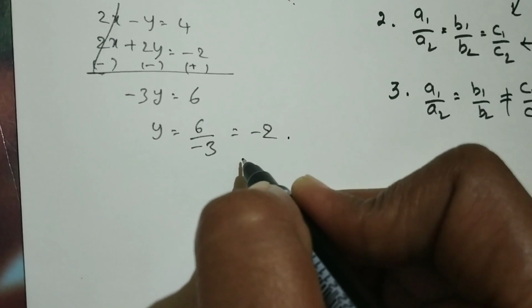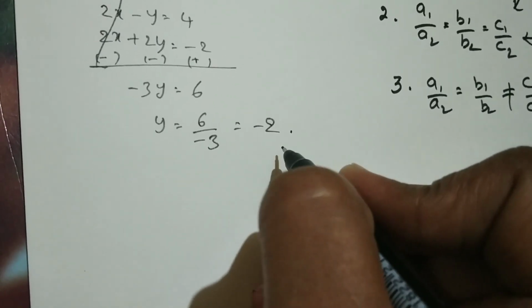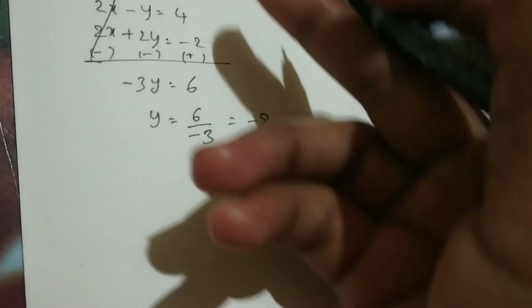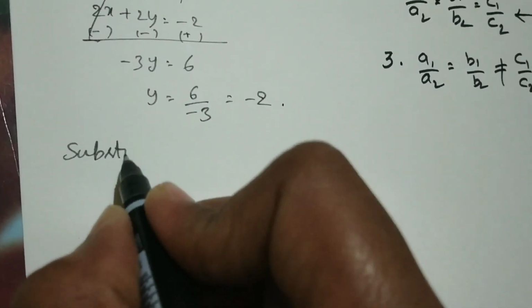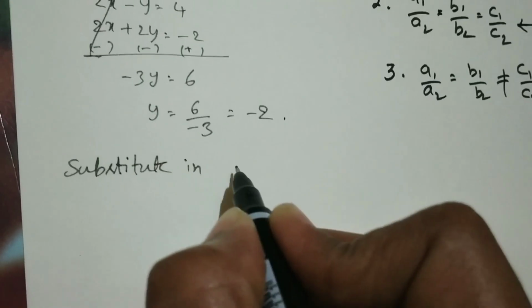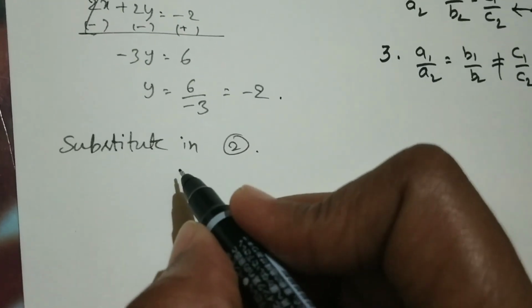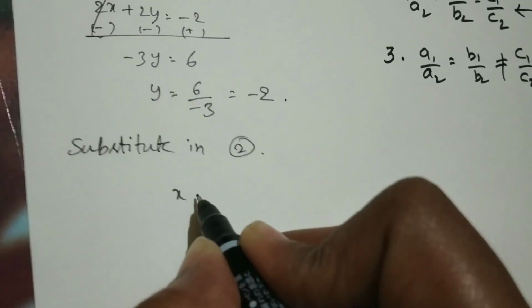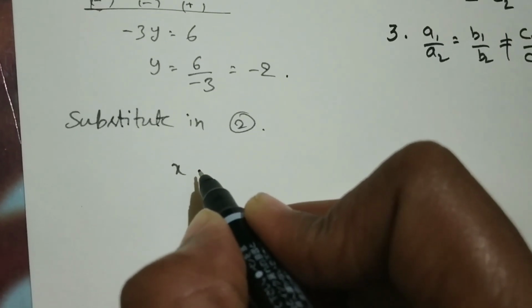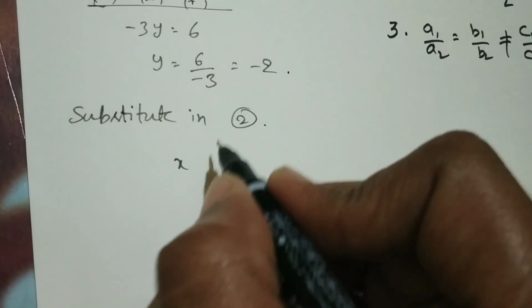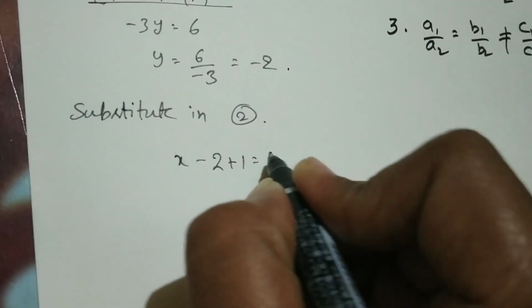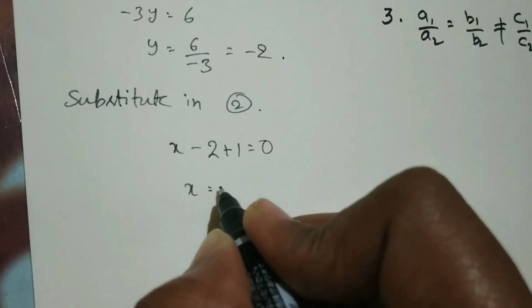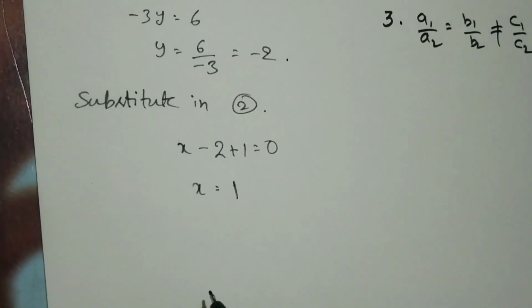This is the y coefficient. The y variable we got is minus 2. Substitute this in any one of the equations. Substitute directly. In the second equation I am going to substitute: x plus y plus 1 equal to 0. In place of y I am going to write minus 2. So x minus 2 plus 1 equal to 0. x is equal to plus 1 I am going to get.